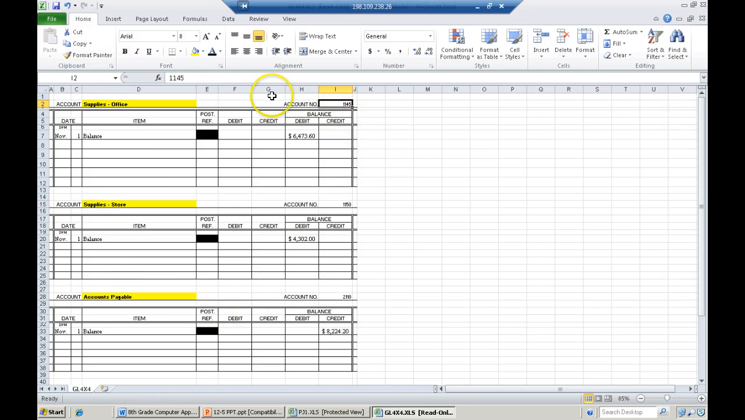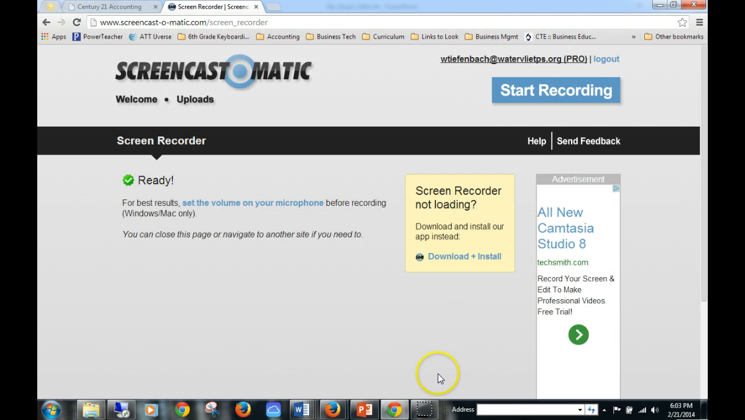I also want you to make the account number bold. That way it sticks out. We can easily see it. There we go. So this is what your document should look like so far.